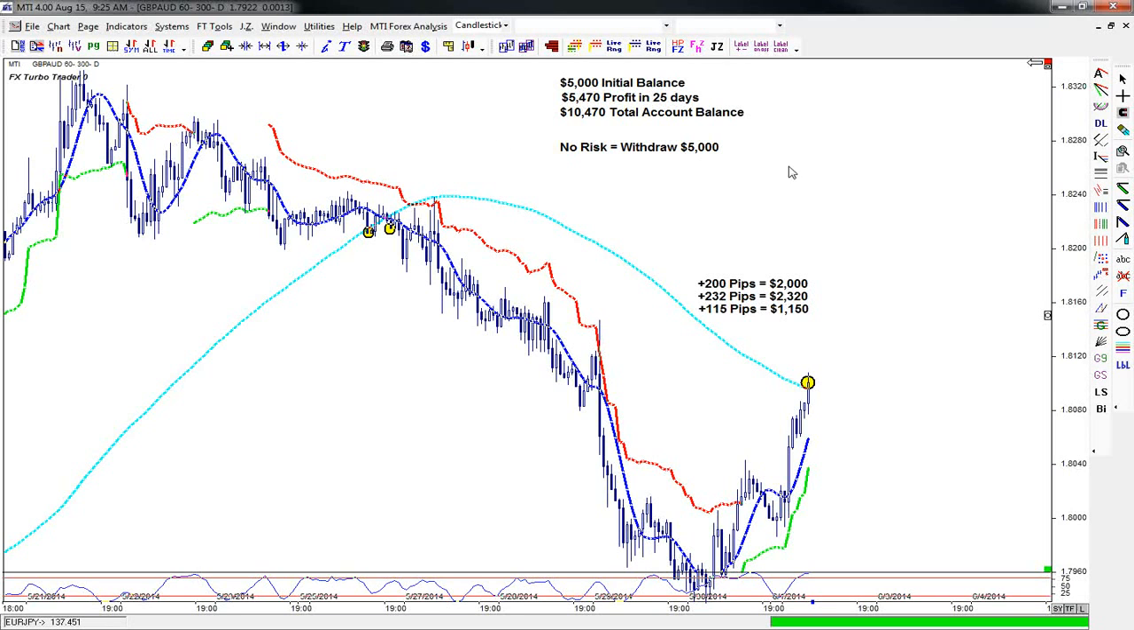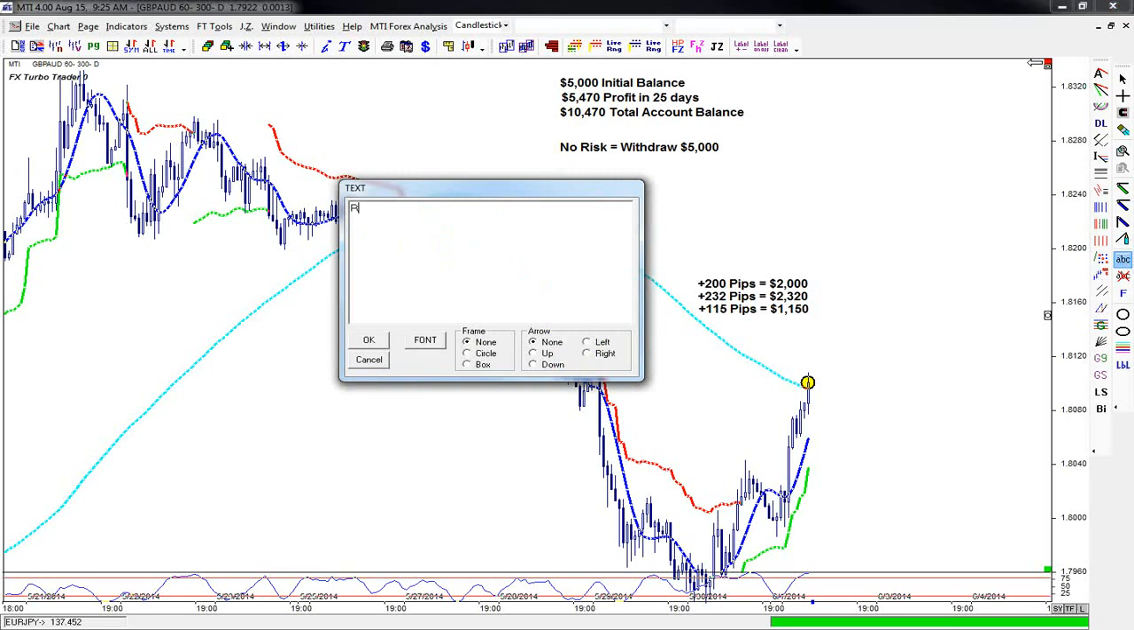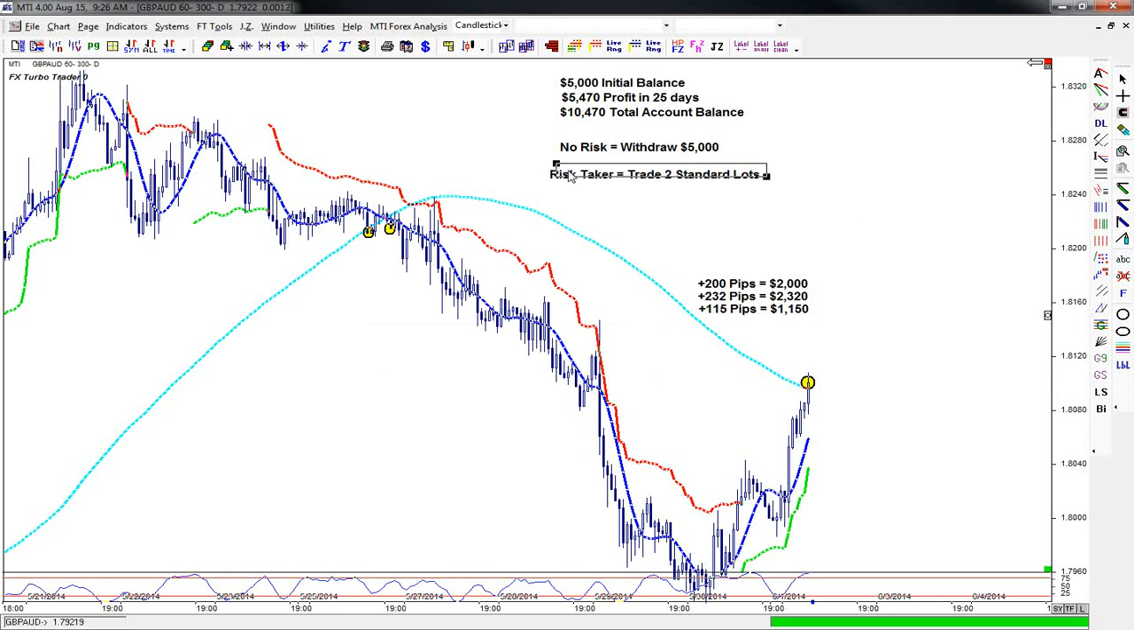Now, for those of you that are aggressive type traders, I'm going to call you risk takers. Is that fair? All right. So for the risk takers out there, you're going to trade 2 standard lots as opposed to 1. Everything I've been showing you was 1 standard lot. I now want you to trade at 2 standard lots, which means you double everything from here on out. If you incur a win, double. If you incur a loss, double that. So here, 200 pips, 2,000. If that was 2 standard lots, that'd be 400 pips, 4,000. Does that make sense? If you're with me so far, let me know.